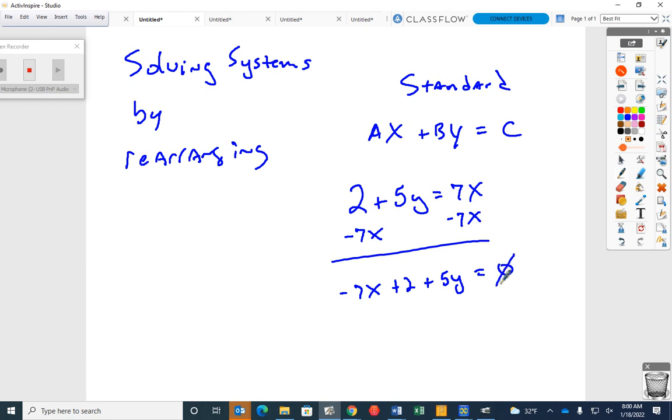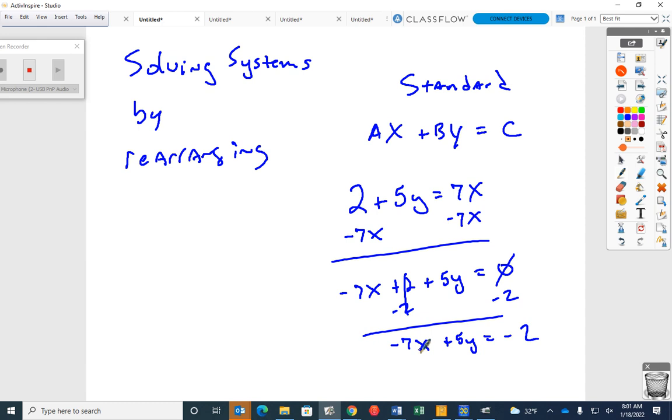But I'm closer to these being in standard form, aren't they? ax plus by equals c. Am I closer to that happening? Yes. What do I still need to do so that that is in standard form? I need to get rid of this positive 2. And how do I get rid of a positive 2? I subtract 2 and I subtract 2 over here. Then I've got negative 7x, this is gone, plus 5y equals, and what's 0 minus 2? Negative 2.